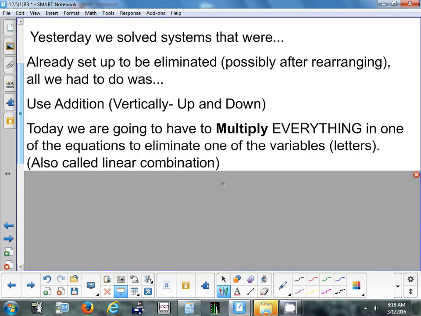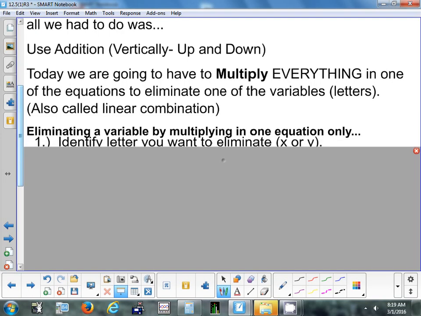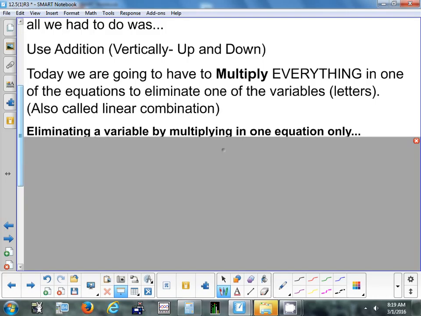They call it in the book the linear combination method. But all we're doing today is multiplying one of the equations by something to get a variable to eliminate. Once we take a look at it, you guys are going to have a little bit better idea. So, as far as our steps to eliminating a variable by multiplying in one equation only, this is how you're going to do it. The first couple steps are going to be a little bit different from what we did yesterday, because obviously we have to multiply.